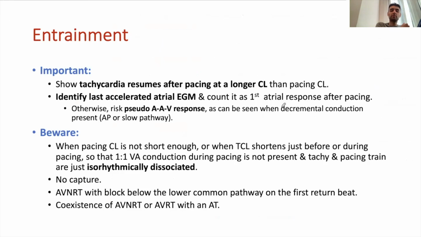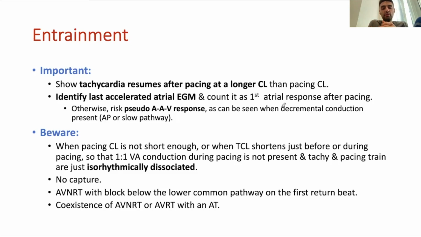So far we talked heavily about entrainment, and you want to just make sure that when you're pacing, the tachycardia accelerates to the pacing cycle length, and when you stop pacing, the tachycardia resumes after pacing at the initial longer cycle length. Okay. And you have to make sure you identify the last accelerated atrial EGM when you're repacing, and count that as the first atrial response after pacing. Otherwise you might risk a pseudo AAV response, or you might confuse the post-pacing response whether it's VAV or VAAV response. Okay, and I'll show you examples. It's especially confusing when you have decremental conduction present, and I'll show you examples.